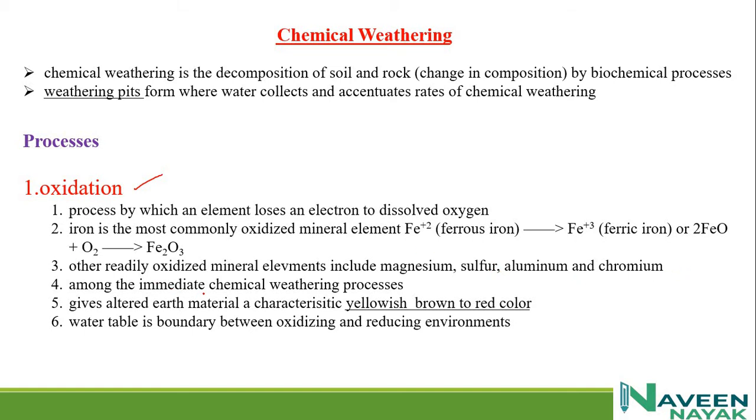Oxidation is among the immediate chemical weathering processes and gives altered earth material a crystalline yellowish brown to red color. Due to chemical weathering, the color of the rock will change to yellowish or red. The water table is a broad boundary between oxidizing and reducing environment.